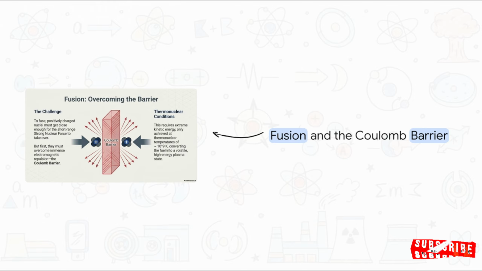But how do you push them past that barrier? Well, you need extreme kinetic energy, and that is only achieved at thermonuclear temperatures of roughly 1 billion Kelvin. You literally have to turn the fuel into a volatile, high-energy plasma just to force them together.